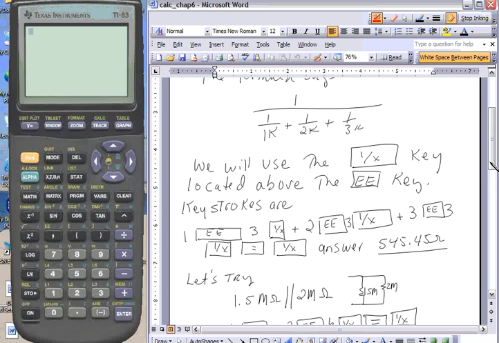So I am going to be using the 1 over x key on your calculator. On this particular calculator, it's x to the minus 1. So when I'm pressing the x to the minus 1, you're going to be pressing your 1 over x. You have an EE key on your calculator. We've used this before. This EE key is a second function key, but basically the keystrokes are the same.